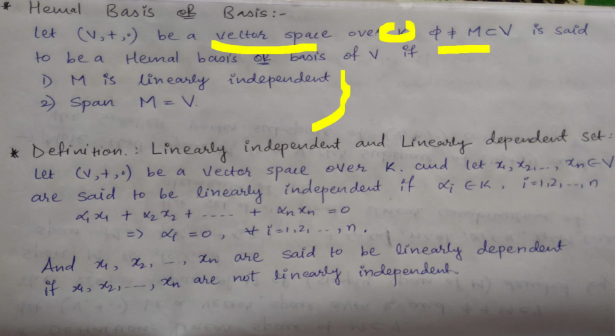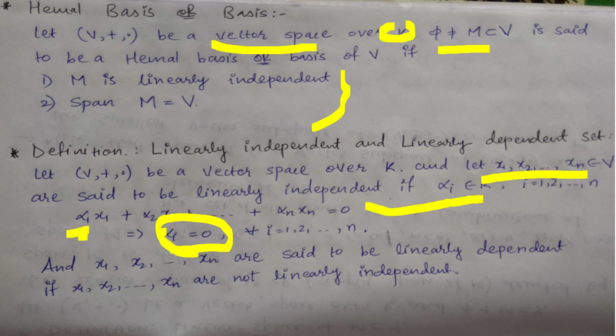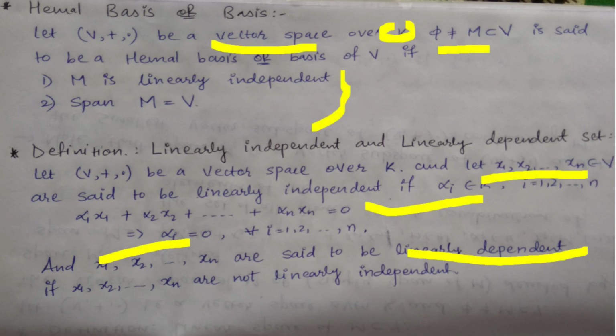When I say that these vectors are linearly independent, first I have to take a linear combination with the scalars, and by solving this linear combination I get all α equal to 0. Otherwise, I say that these vectors are linearly dependent. So the vectors which are not linearly independent are called linearly dependent.